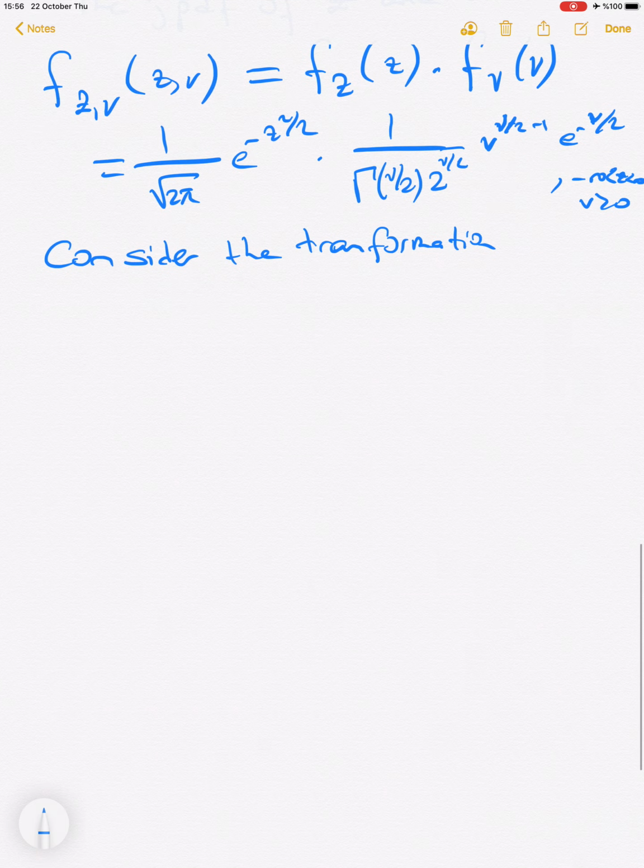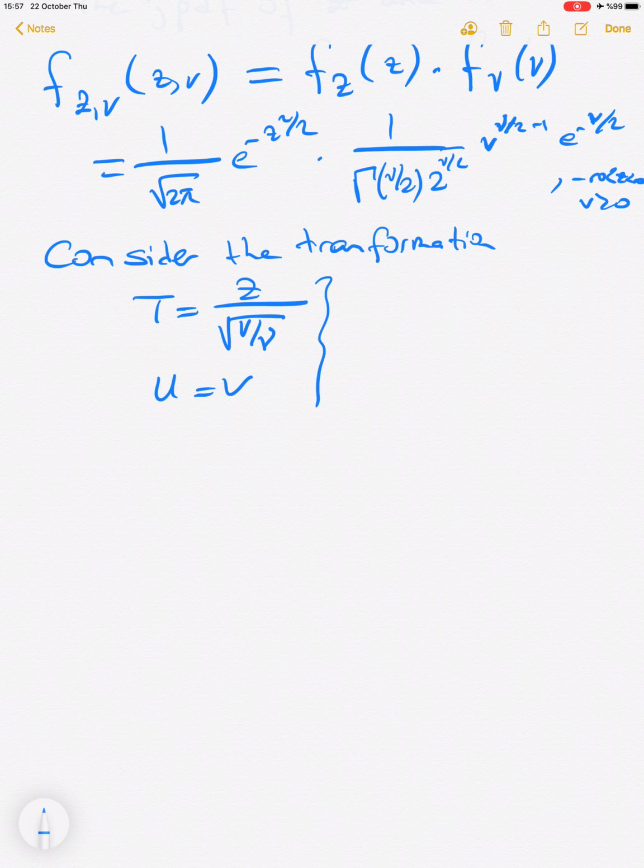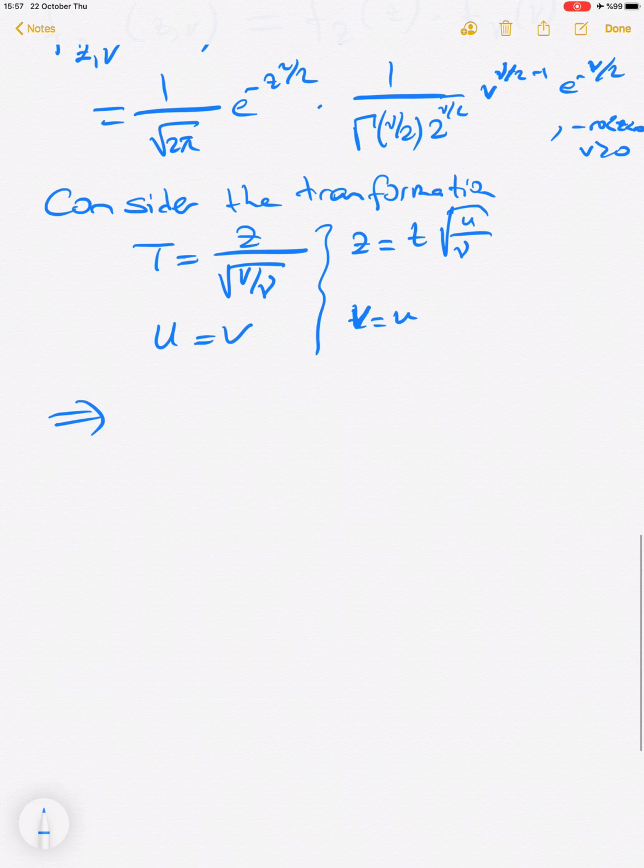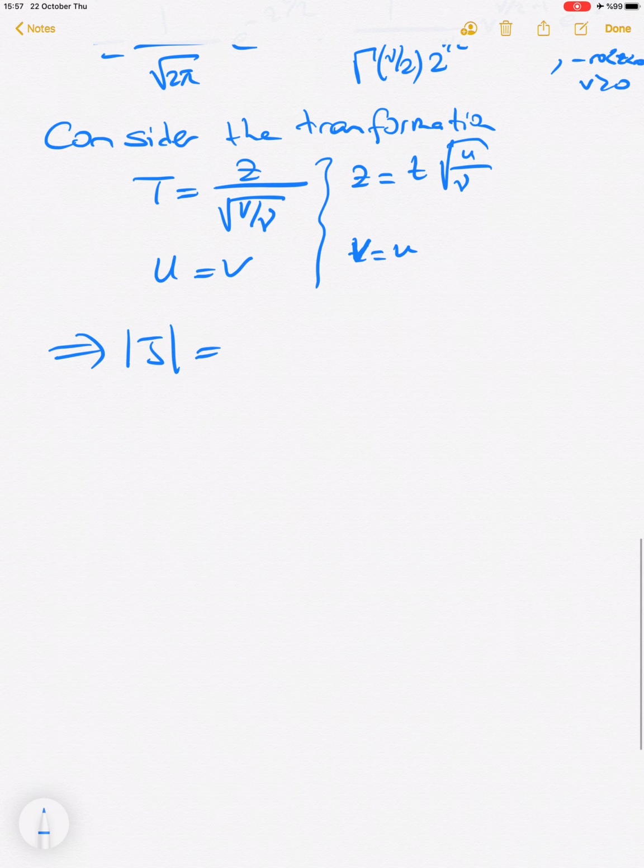We define T, which is Z over the square root of V over nu, and let U equal V. From here we need to define Z and V in terms of T and U: V equals U, and Z equals T times the square root of U over nu. Since we are using a transformation, we are changing the dimensions. To make everything in the same dimension, we need to use the Jacobian adjustment.